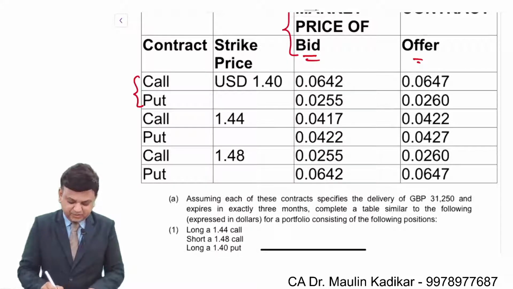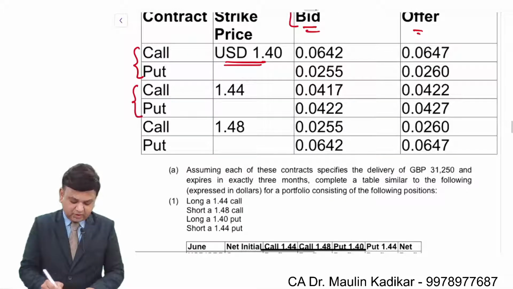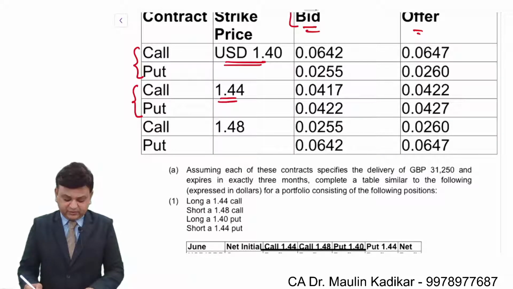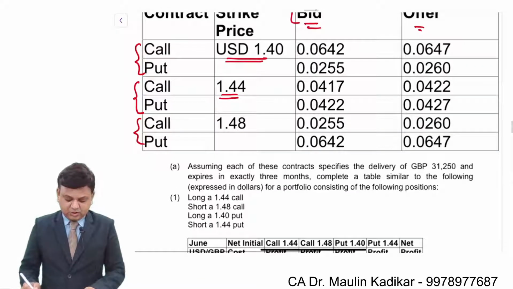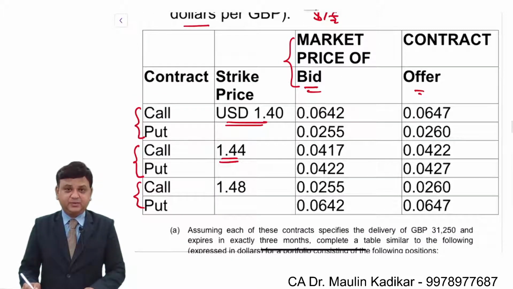Call option and put option for exercise price $1.40 per pound. Call option and put option for exercise price again $1.44 per pound. Call option and put option for exercise price $1.48 per pound.